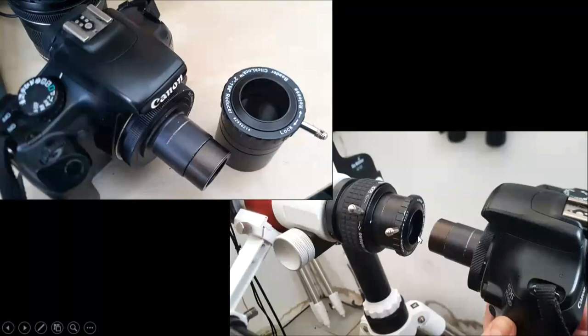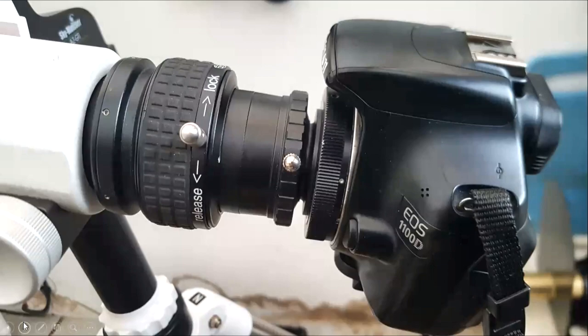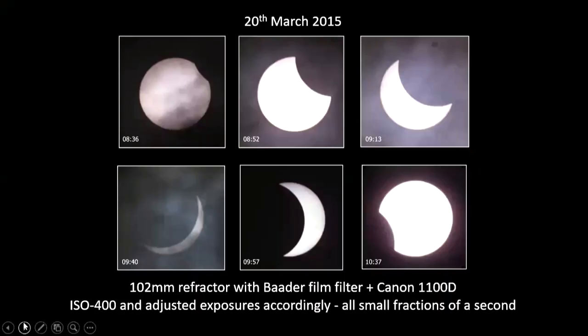Sometimes you need to put some extension tubes in just to pull you back a little bit more. But it all works incredibly well, and I've done loads of solar imaging that way. And that's what it looks like when it's all together. So I've done telescopically, I've photographed now quite a few partial eclipses.